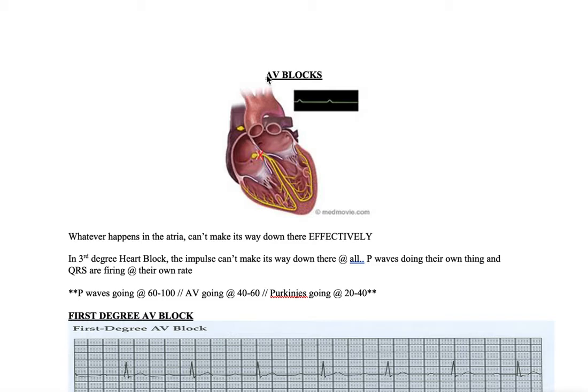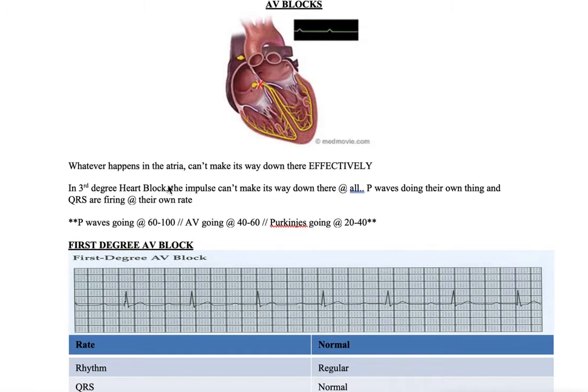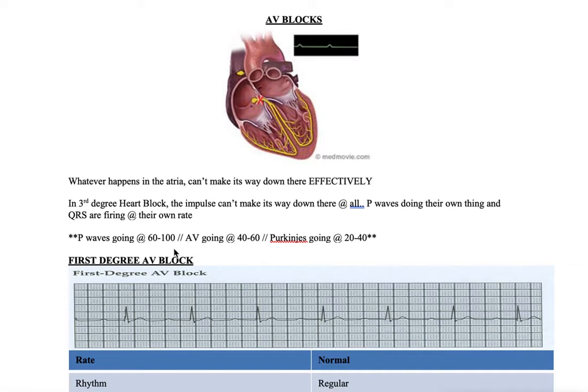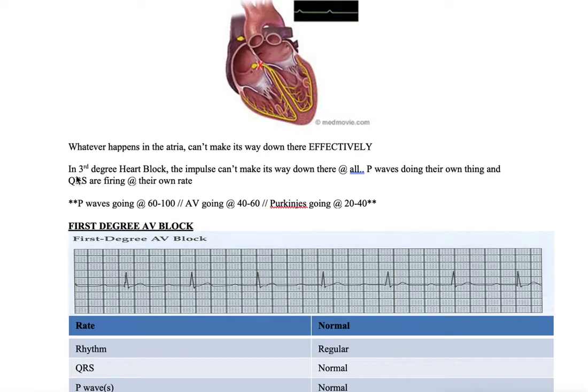So we're going to jump right in here talking about these AV blocks. Essentially, the premise for AV blocks is that whatever is happening in the atria, this electrical activity, can't make its way down effectively into the ventricles. So there's some sort of blockage from the atria into the ventricle, hence the name AV block. For example, in a third-degree heart block, which we argue is the worst type of heart block, the impulse can't make its way down there at all.